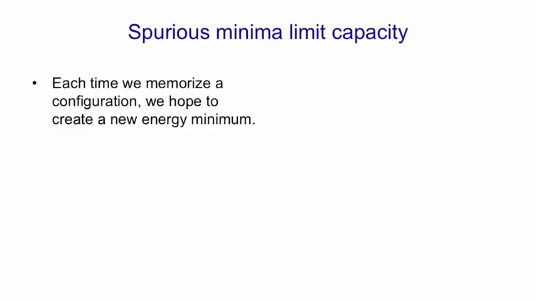If we ask what limits the capacity of a Hopfield net, what is it that causes it to break down, then it's merging of energy minima. So each time we memorize a binary configuration, we hope that we'll create a new energy minimum. So we might have our state space for all the states of the net being depicted horizontally here, and the energy being depicted vertically, and we might have one energy minimum for the blue pattern and another for the green pattern.